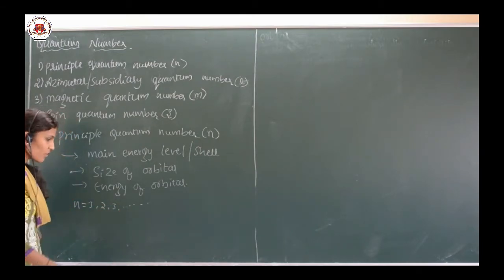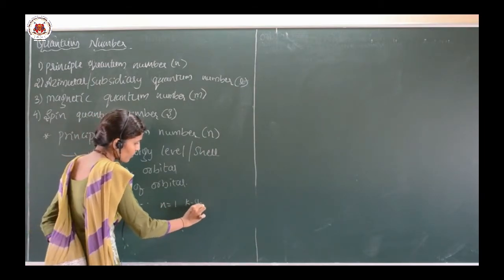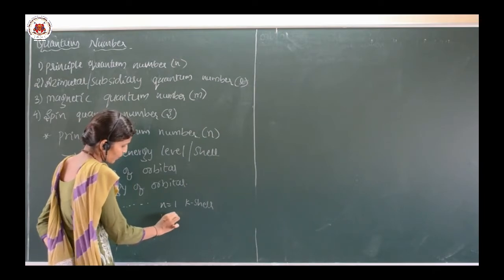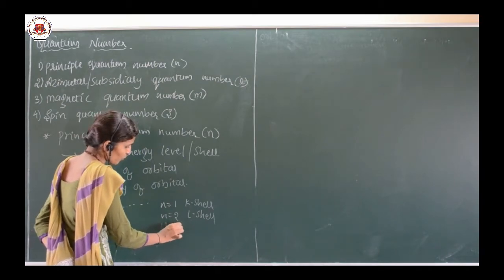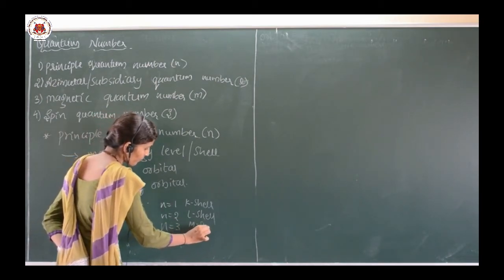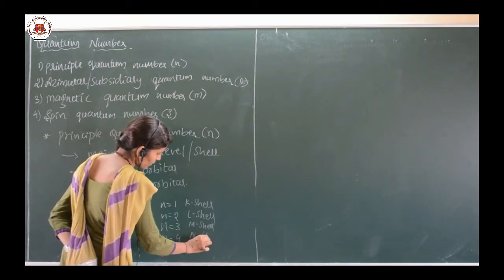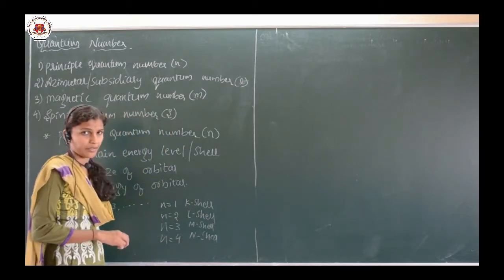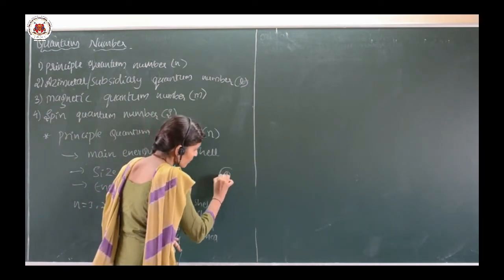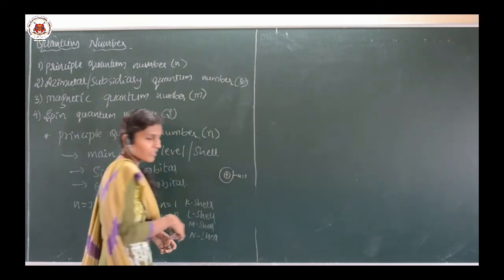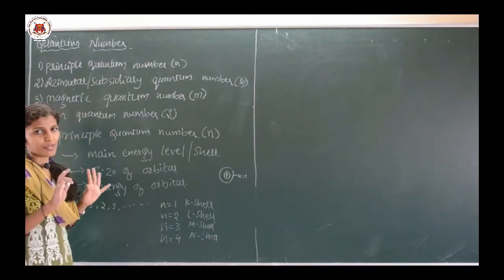Suppose n is equal to 1, that is what we call the K shell. When n is equal to 2, that is the L shell. n equal to 3 means M shell, and 4 is N shell, KLMN. Suppose this is the nucleus, this is the first orbit, n equal to 1, the first orbital. Its main energy level is indicated by the principal quantum number.